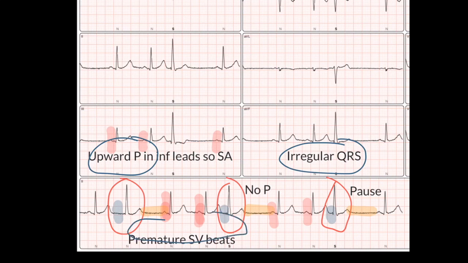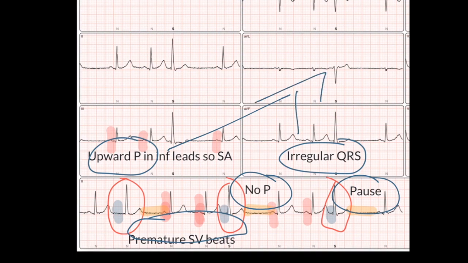QRS with upward Ps and a somewhat regular QRS depolarization, and together this shows us that we are having premature atrial contractions.